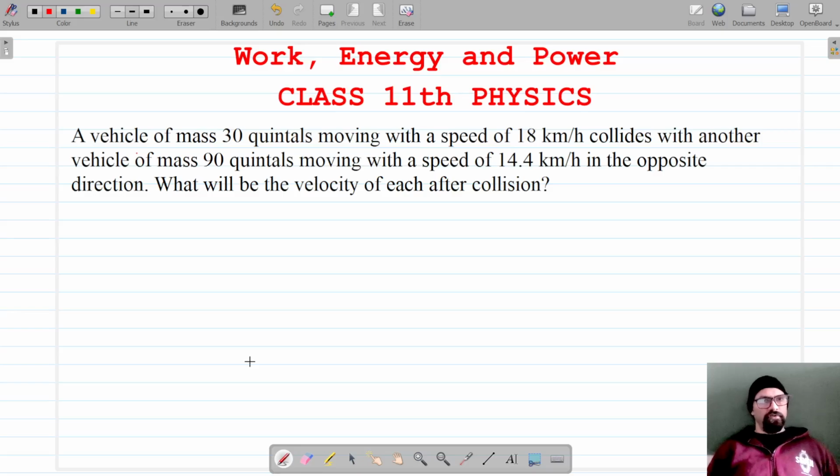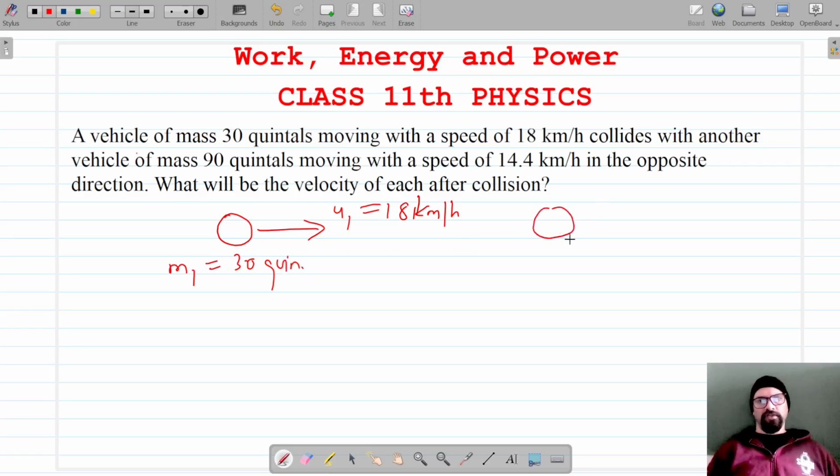Okay, for the next question, it's given that a vehicle of mass 30 quintals moving with a speed of 80 kilometer per hour collides with another vehicle of mass 90 quintals. So let this be vehicle 1, and its initial velocity is 18 kilometer per hour, and it has mass 30 quintal.